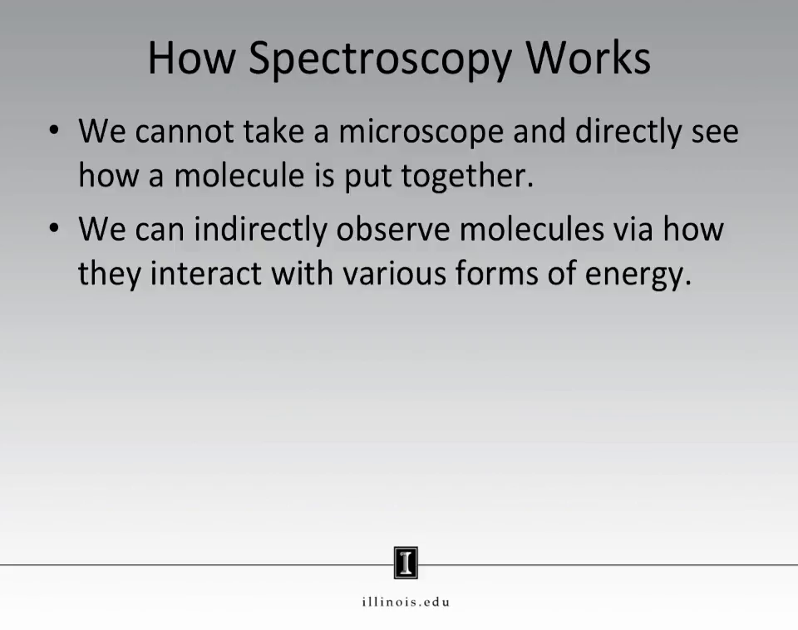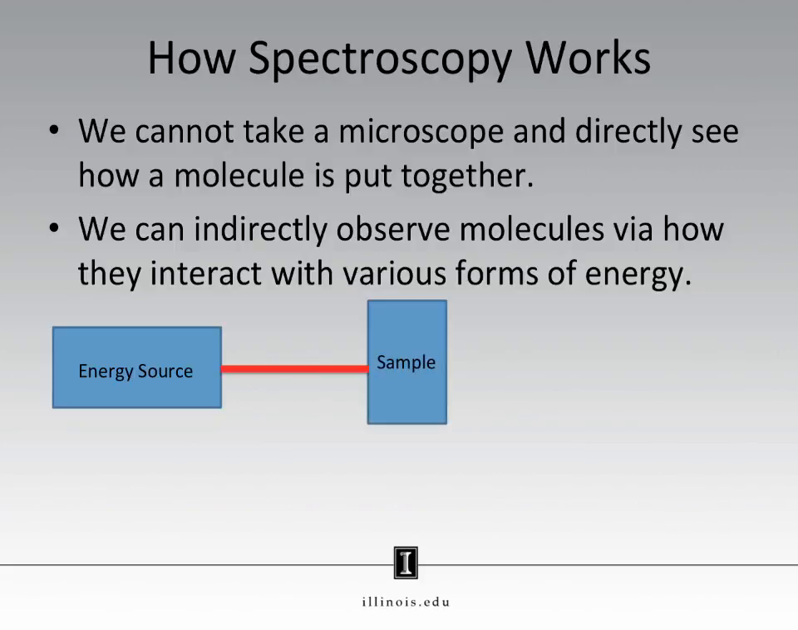A basic schematic of a spectroscopy experiment is shown here. You have some kind of energy source. Usually it is some form of light. We then take whatever energy we have selected, and we shoot that energy at a sample of the compound we are trying to characterize, such as the white powder on the previous slide. The energy interacts with the sample in some way, and then some energy is emitted. That emitted energy is analyzed via a detector of some kind.